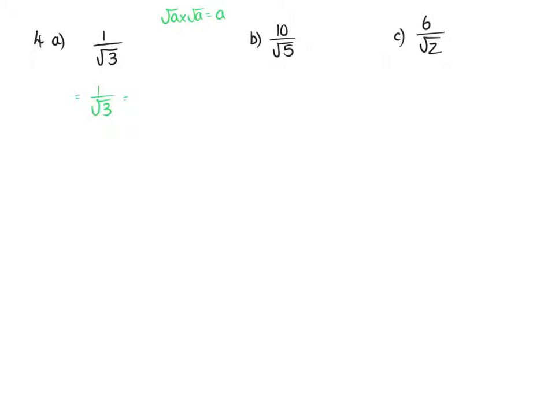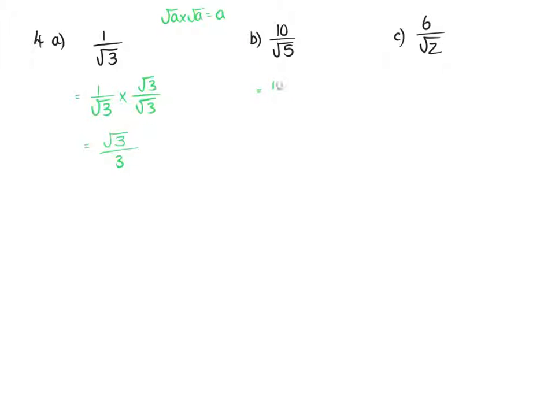So to get rid of that, we need to multiply the bottom by root 3, and to keep the fraction the same, we have to multiply the top by the same. So on the top you've got 1 times root 3, which is just root 3. On the bottom we've got root 3 times root 3, which gives us 3, and that's us.